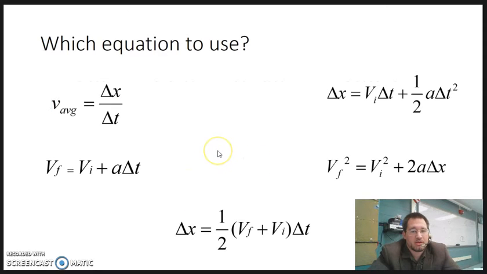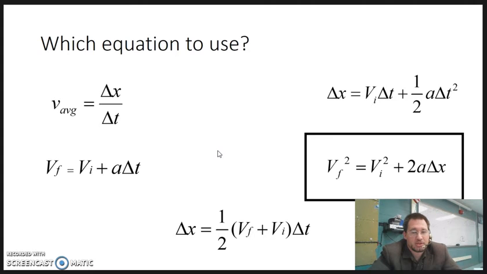So if we look back at our equations here, the one that makes sense for us to use would be this equation here because it has all of those variables, the variables that we know, a, vi, and vf, and it has the variable that we want to know, which would be delta x.